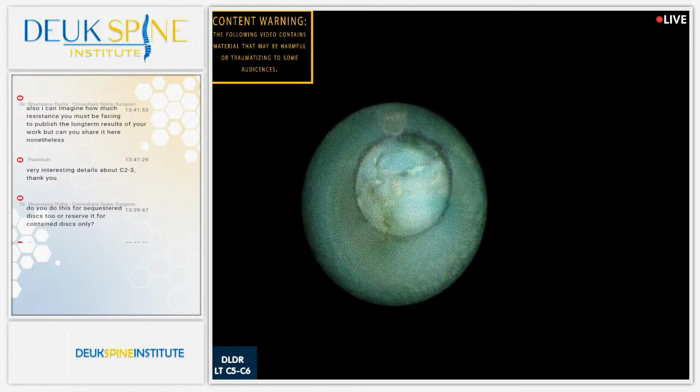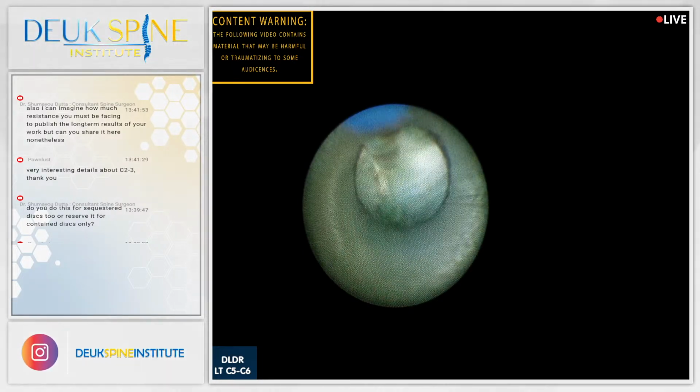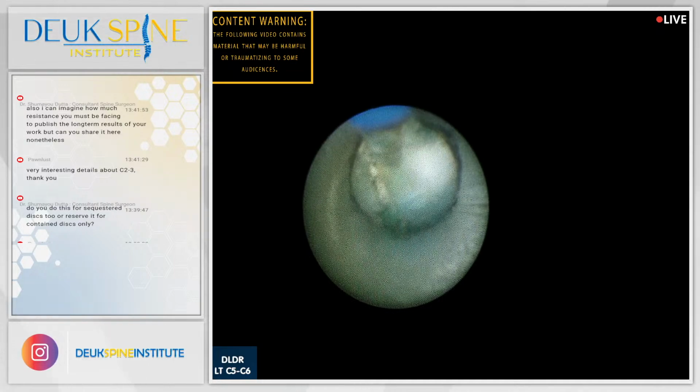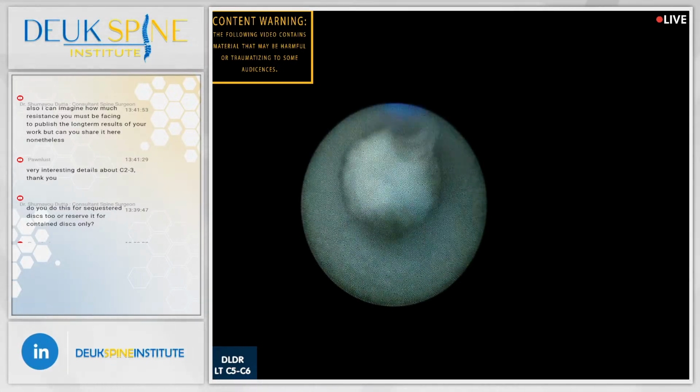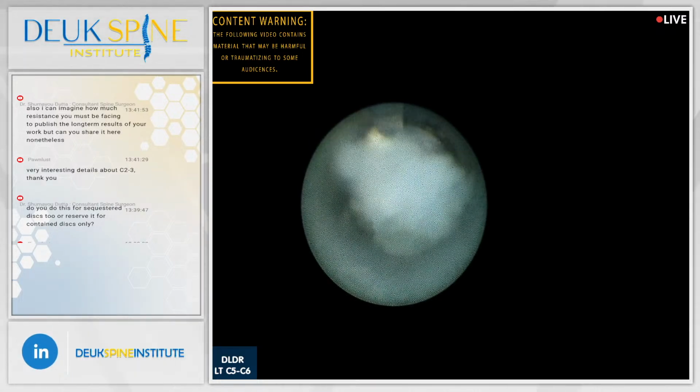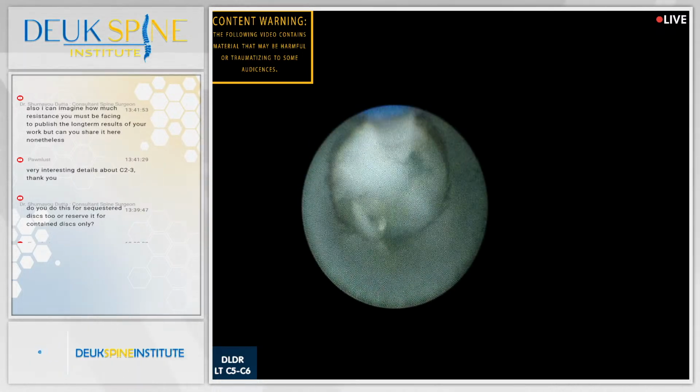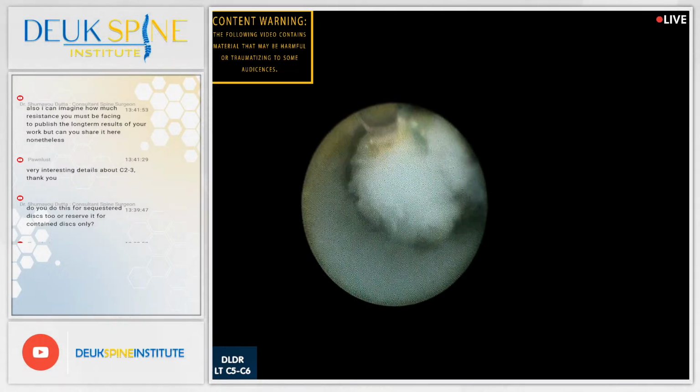Wow, look at that. All right, let me see. Don't push down too much. Okay, just right there. Oh, another piece of herniation right there. Huge, huge herniation. Now just hold the tube, but don't push down.